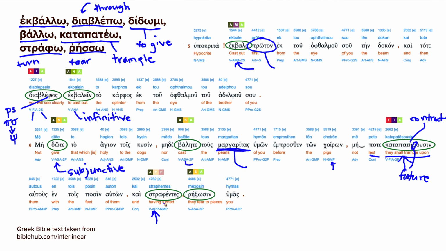They tear you to pieces. So having turned, strafentes, rexosin humas. Now this case here is a subjunctive use. So now they tear you to pieces is better translated: they may tear you to pieces. They might tear you to pieces because it's subjunctive and not future. But that's just my personal opinion. I'm not the best expert, but I think that this is, they might tear you to pieces. So they're definitely going to trample on the holy things that you show to them, but they might tear you to pieces as a result.